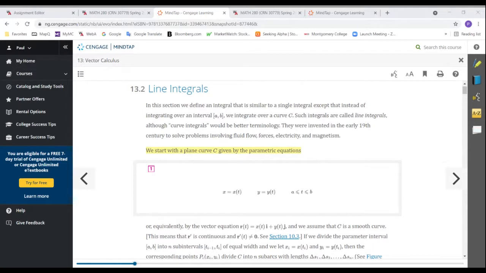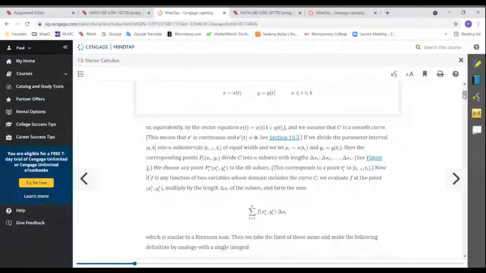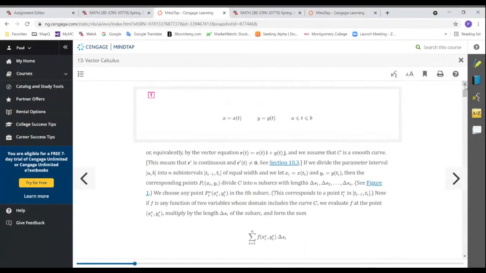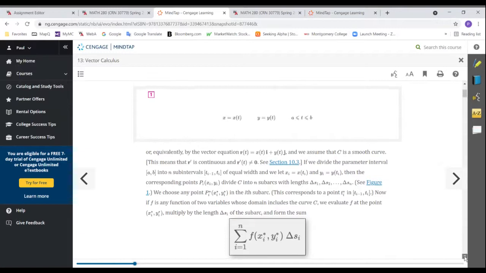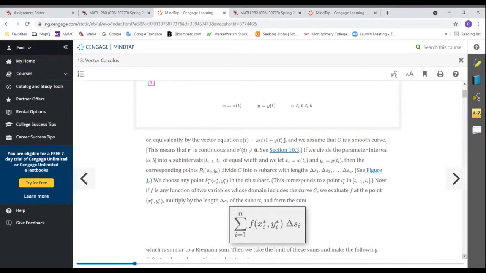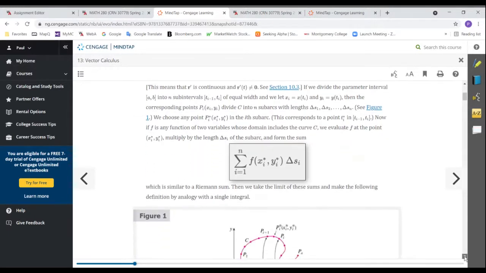So what we want to do is take a function of x and y and multiply it by delta s, which is the length of a subarc. So let me go to this picture.